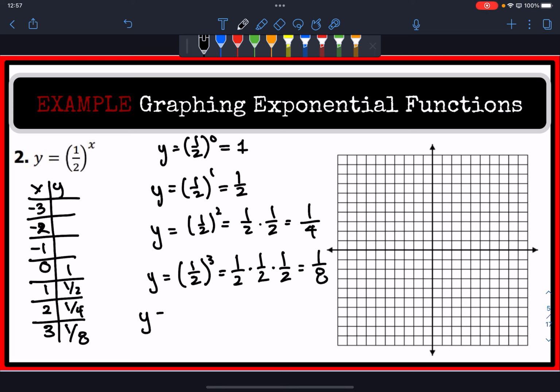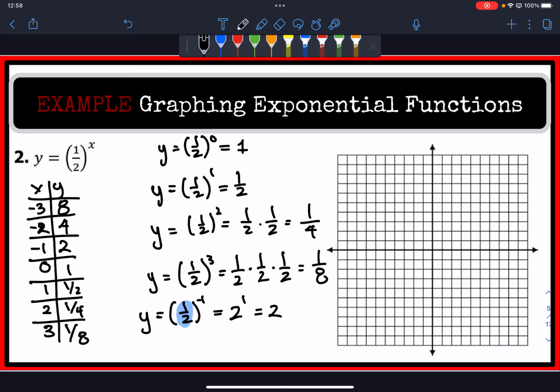So starting with -1, that's going to give me the reciprocal of my base, which is 2, and that changes the exponent from a -1 to a +1. So that's 2. And then the same thing is going to be true with all the other ones. So 1/2 to the -2 power would be 4, and 1/2 to the -3 power is 8.